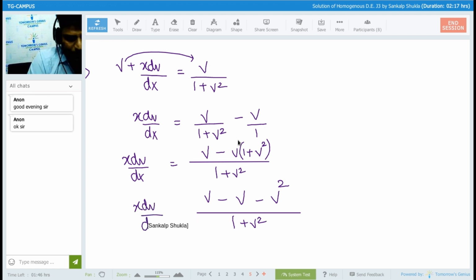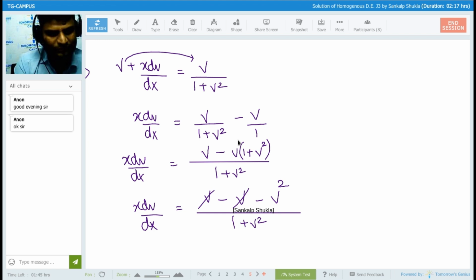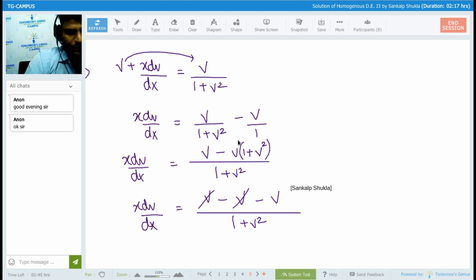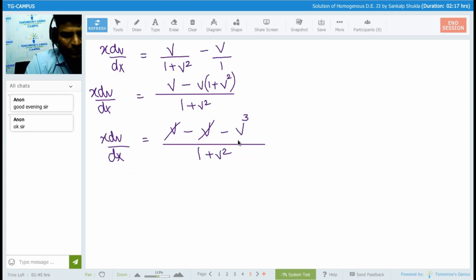And x dv by dx is also there. So this v will get cancelled. Oh sorry, v cube is this. This is v cube, right? Okay, fine. 1 plus v square, v minus v into 1 plus v square minus v cube. Yes, v cube will be there. So we are left with x dv by dx is equal to minus v cube upon 1 plus v square.